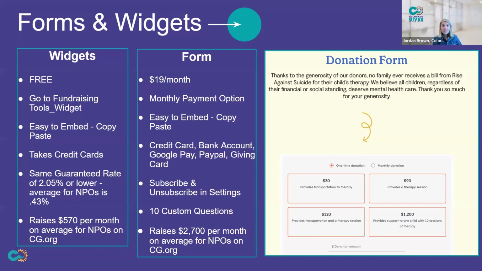Now the form is $19 a month, and that is much more customizable. So you're going to be able to provide people on your website a customizable donation experience through the form. Also super easy to embed. You only need to embed it once. And this form accepts credit card, bank account, Google Pay, Apple Pay, and giving cards. You can subscribe and unsubscribe from these forms whenever you want. So you're paying on a monthly basis, which is great.